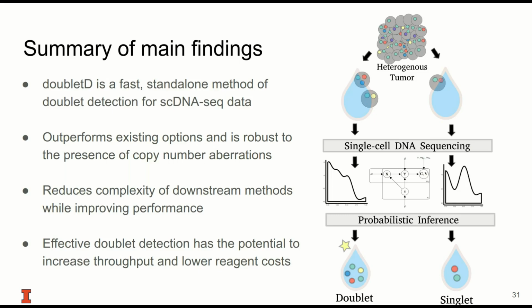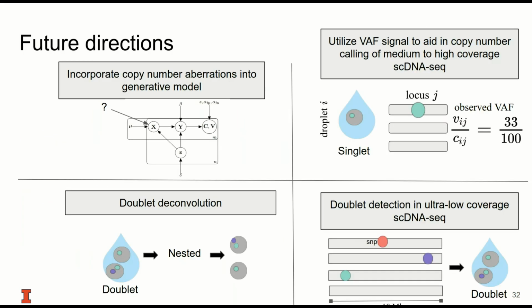So in conclusion, we introduced doubletD, which is the first standalone method for doublet detection in single-cell DNA sequencing data. We showed that it outperforms existing options and reduces complexity of downstream methods while improving performance. Lastly, we note that with effective doublet detection post-sequencing, doubletD has the potential to increase sequencing throughput as well as lower reagent costs of single-cell DNA sequencing. In addition, there are a number of promising directions for future work. For example, we are interested in extending doublet detection to ultra-low coverage single-cell DNA sequencing.